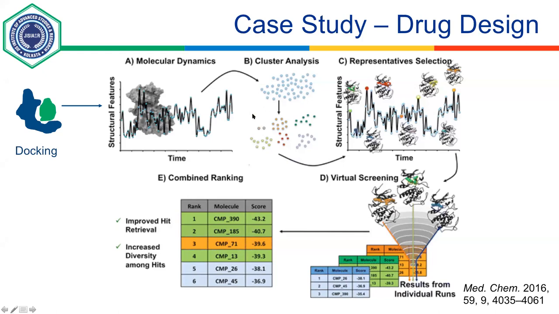Then we cluster the ensemble based on properties, for example, some structural properties, such as root mean square deviation of C alpha or root mean square deviation of backbones. Then we calculate this root mean square deviation, or in short RMSD, or other structural features over the entire time scale. That means the time we simulated. First we simulate, then we cluster it, then we calculate the structural property over the time.